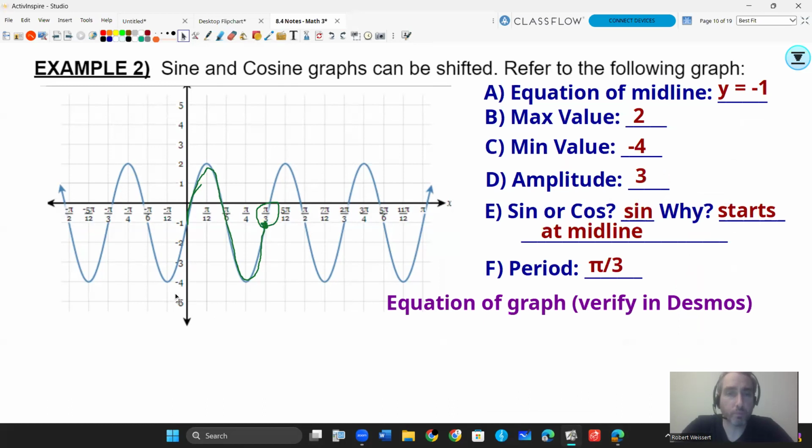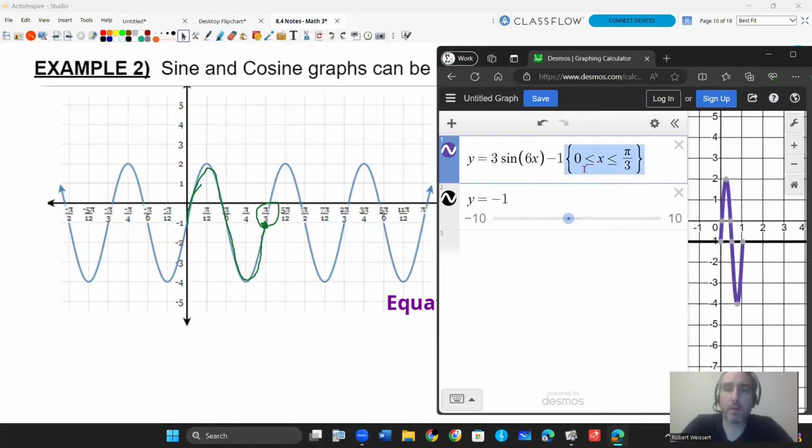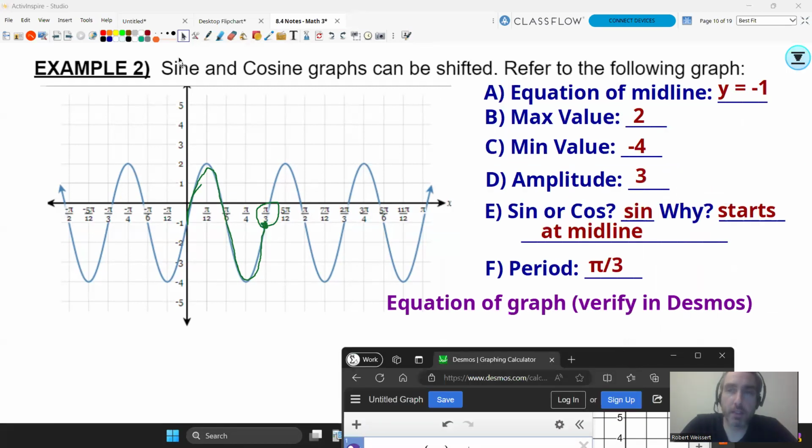So that tells you your graph is going to be what we have graphed here, 3 sine 6x minus 1. Why don't you try the next example?